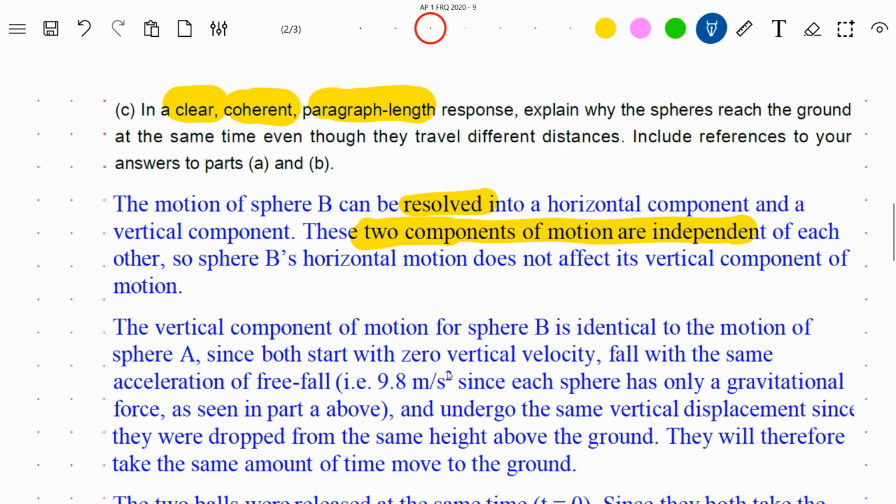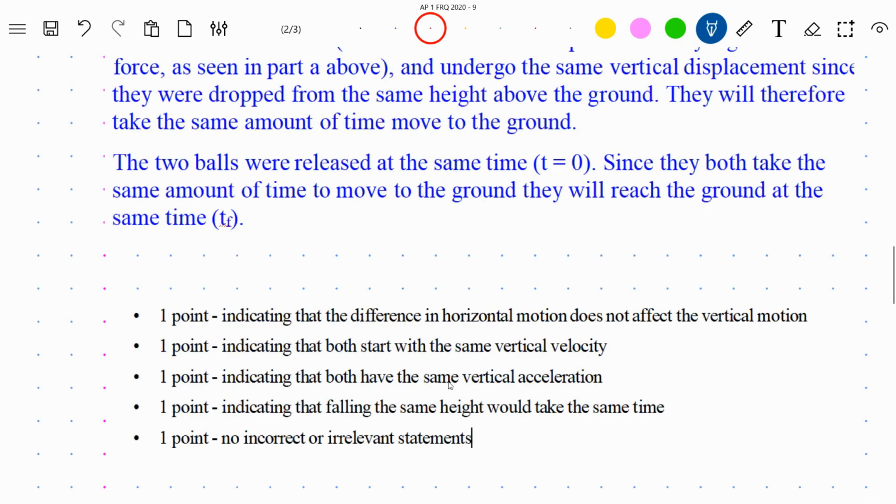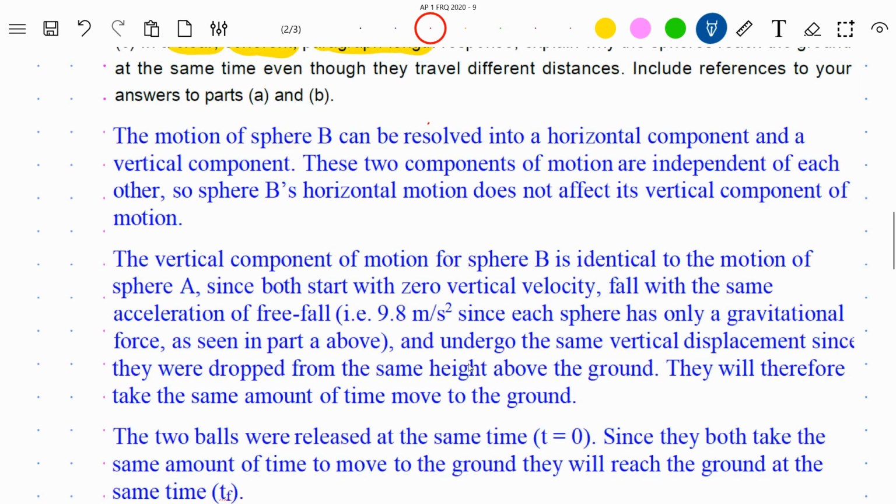Let's color code this. That'll be a nice way to do it. So let's look at this 1 point here for indicating the difference in horizontal motion. And I would say that, yeah, right here, it can be resolved into the 2 horizontal components, and they are independent of each other. Okay, so just to get the idea, I think I'll just kind of point it out there. So everywhere between those red square brackets, I think is where you can really hone in on to get that point.